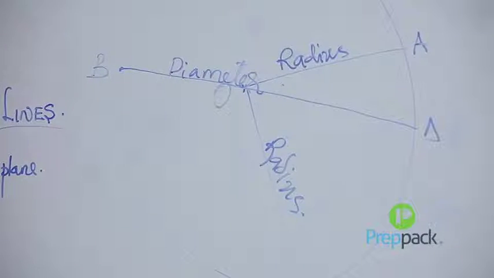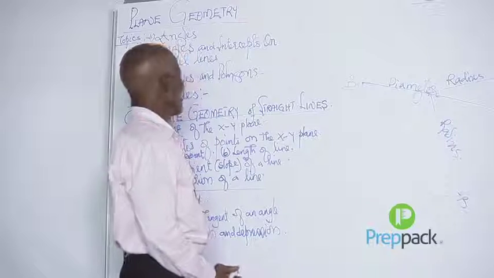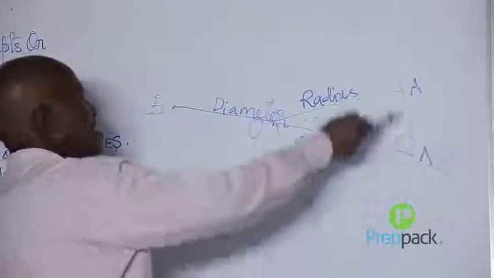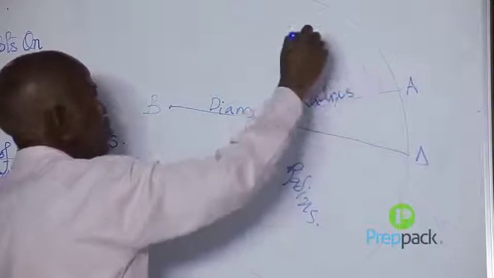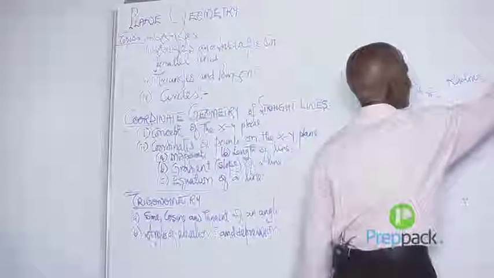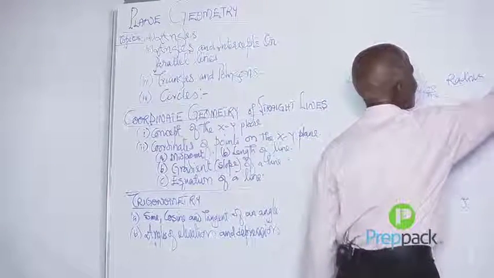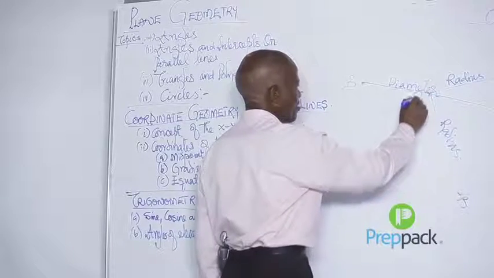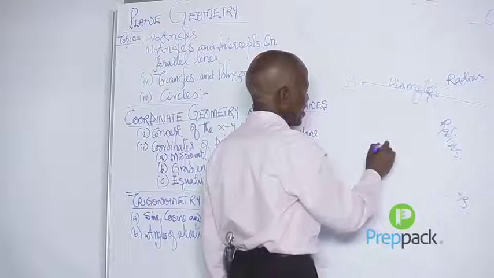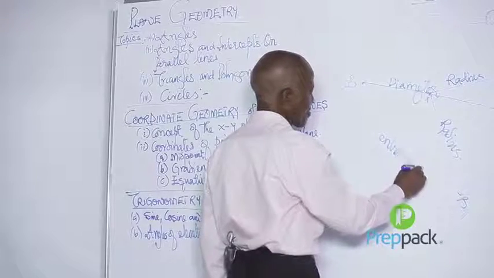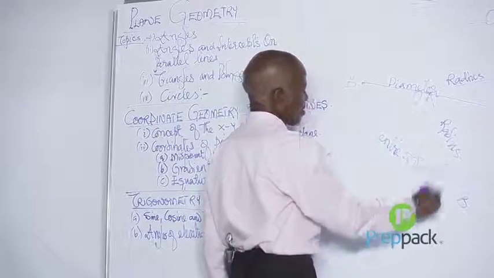Now, from there, let me also define this. The entire path traced out is known as the circumference. And O is the center of the circle.